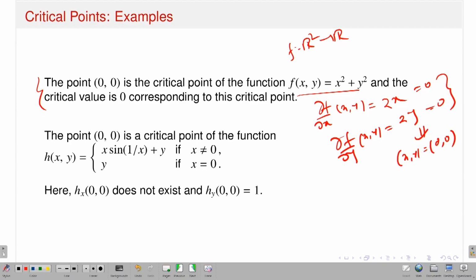So the origin is the point where my first order partial derivatives vanish. Therefore it is a critical point. And what will be the critical value? The value at that critical point. So the value of f at (0, 0) is 0 by definition.